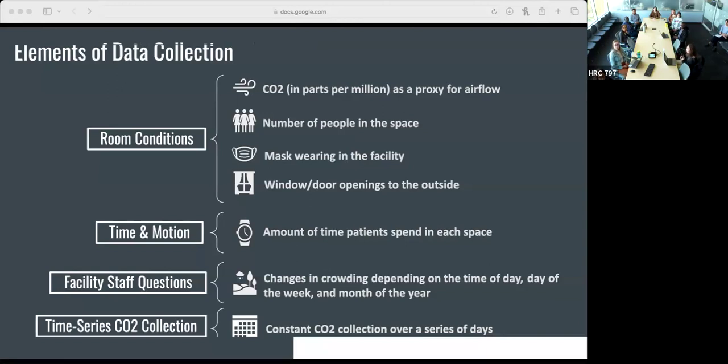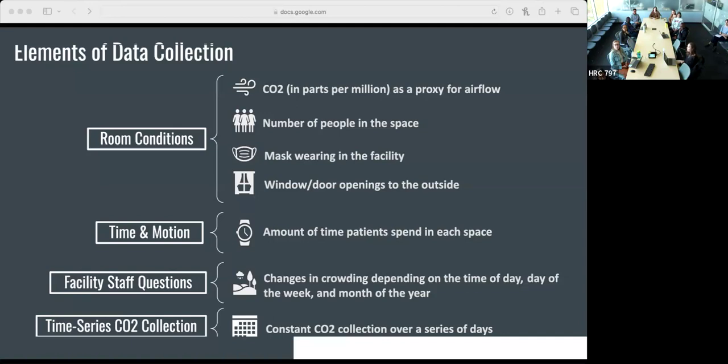We're also collecting the number of people in the space at the time of data collection, as well as how many people were masked or unmasked in the facility, and window and door openings to the outside, both if they exist and if they were open or closed during our collection.